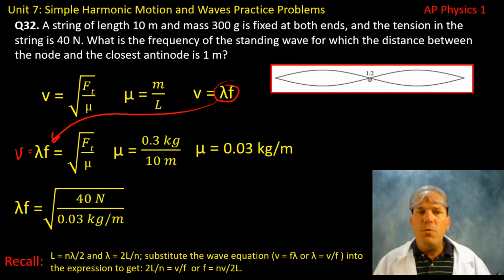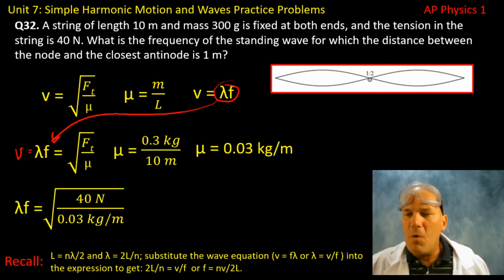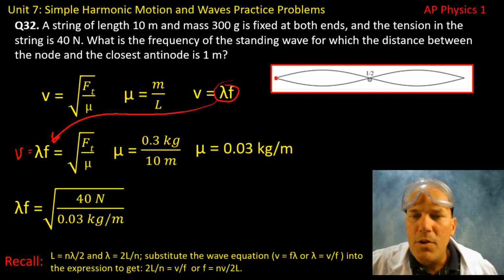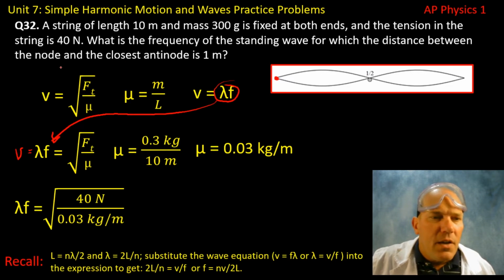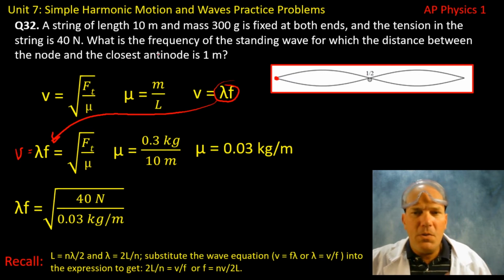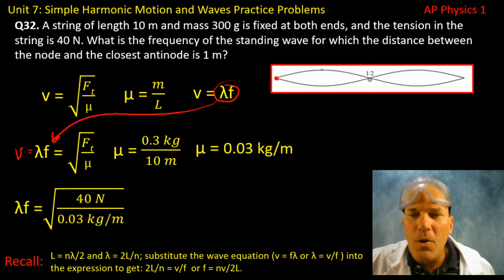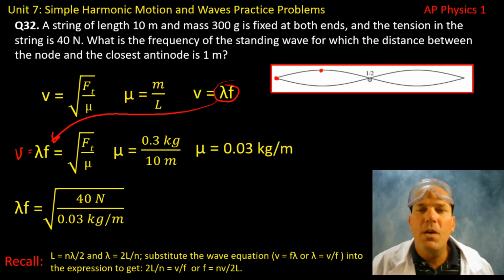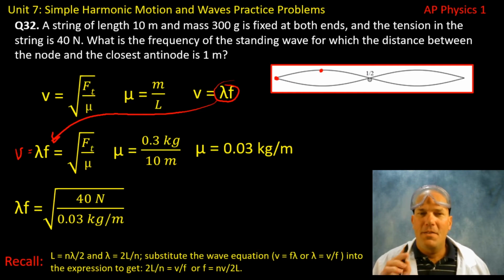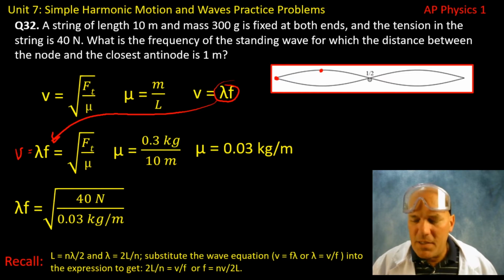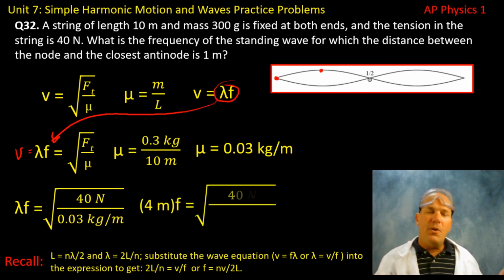Here is a visual representation of what's going on. I want to look at this real quick. Node, and the distance from the node to the closest antinode is 1 meter. Very important there. Always do some sort of little sketch on these if you're able to.